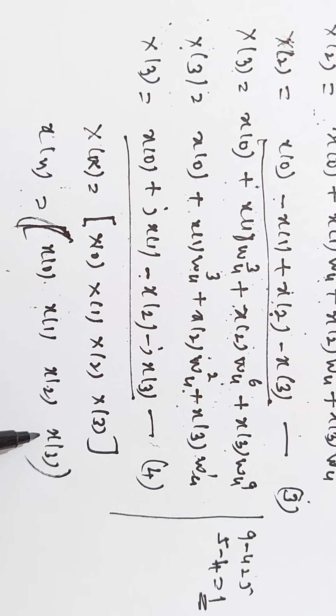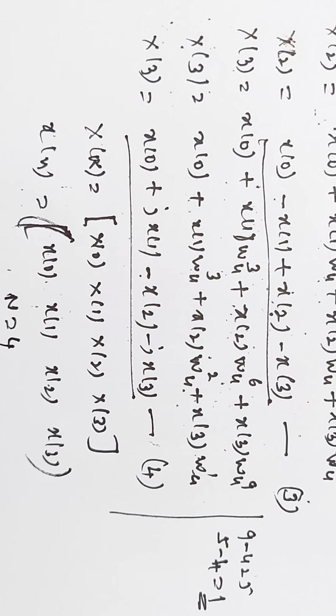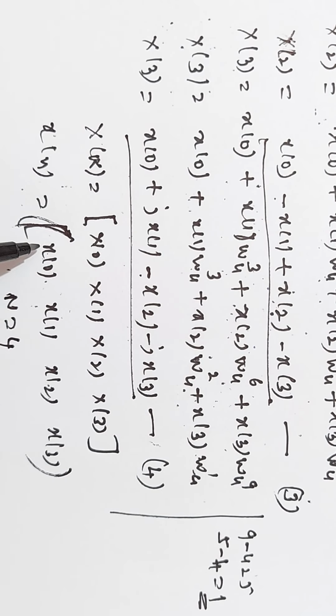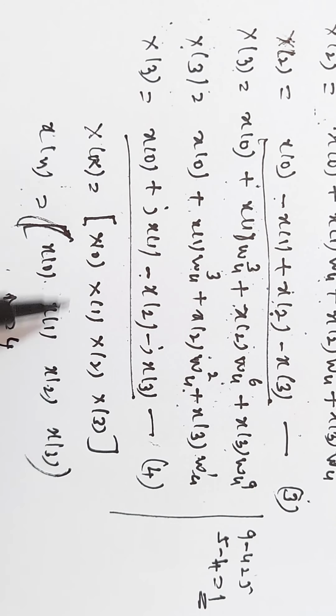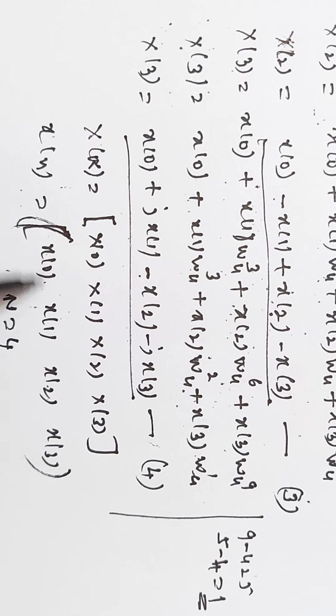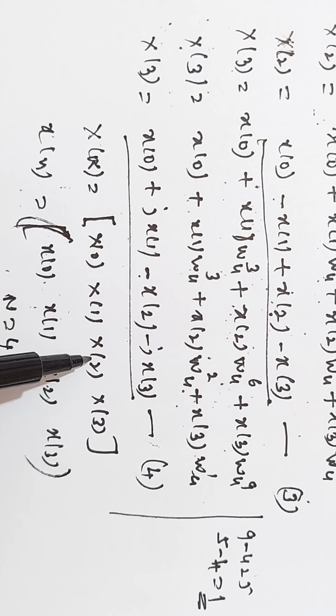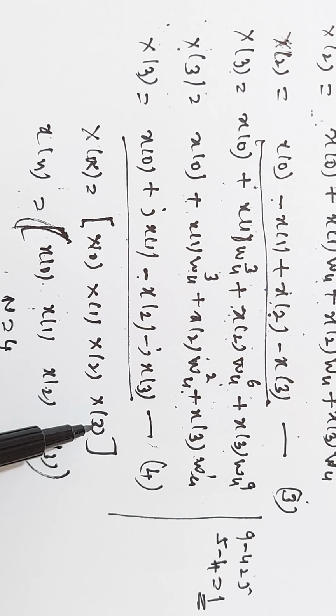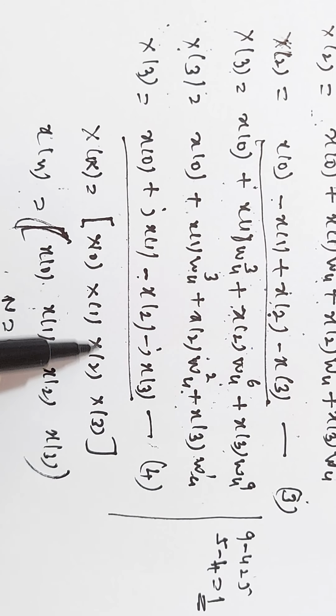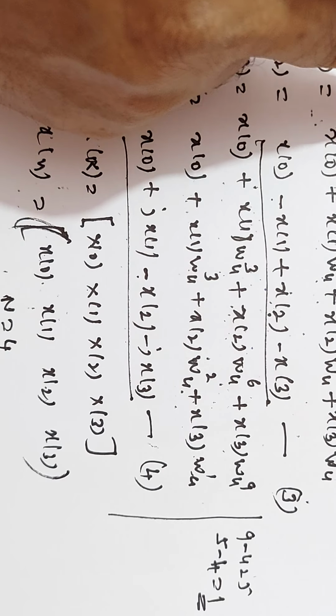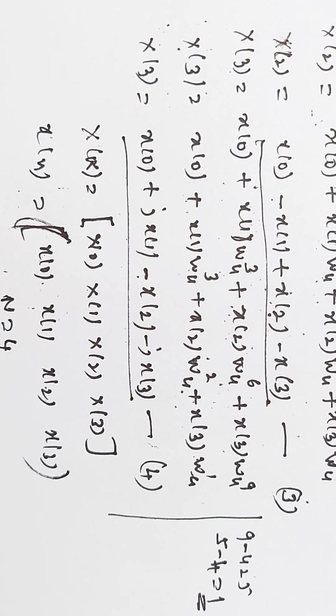Here there are 1, 2, 3, 4 points, which means N is equal to 4. This is the 0 sequence, first sequence, second sequence, third sequence. So by knowing x0, x1, x2, x3 are given, you can calculate the DFT of this sequence: first point DFT X0, second point DFT X1, third point DFT X2, fourth point DFT X3. If these 4 points are given, you can calculate x0, x1, x2, x3 by the above equations 1, 2, 3 and 4.